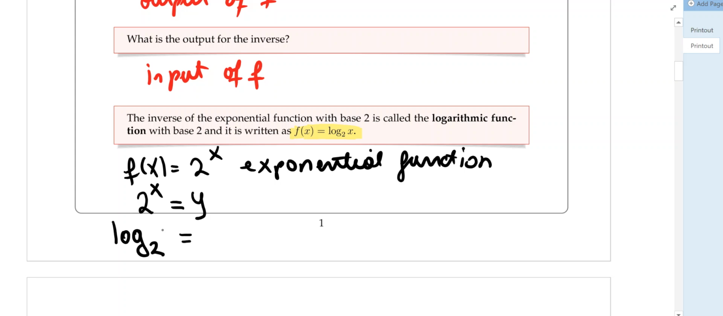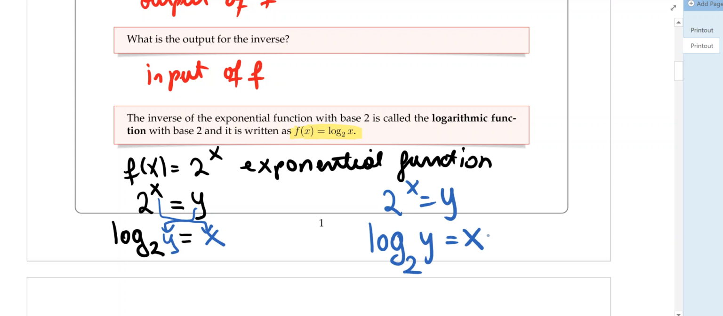output. So the input of f is going to become the output. So x goes here, and then the output of f is going to be the input of the log function. What I'm saying here basically is that saying that 2 to the x equals y, in logarithmic form, this means that logarithm of base 2, so it keeps the same base, of y equals x.